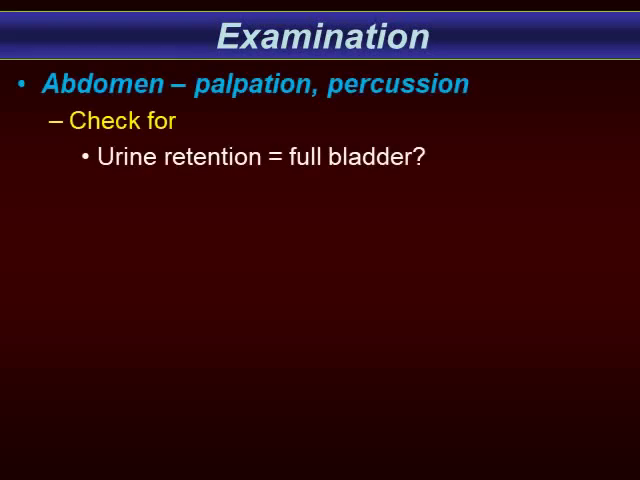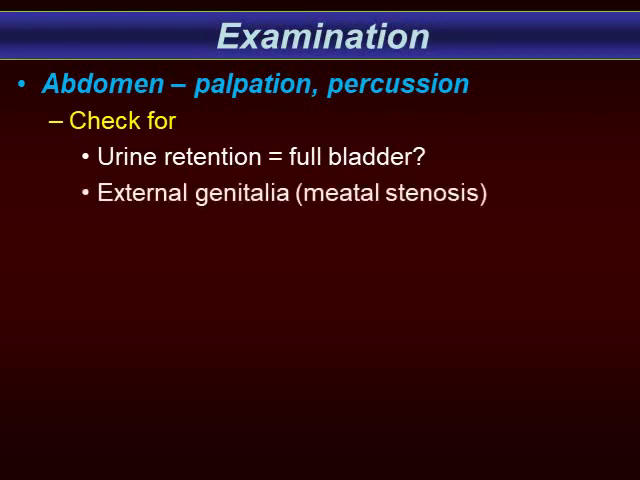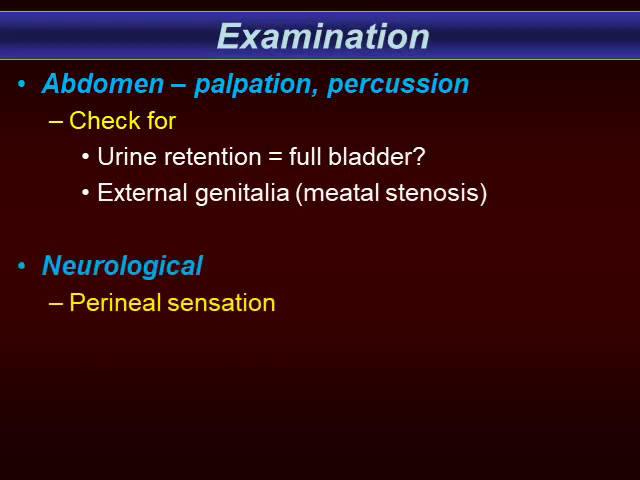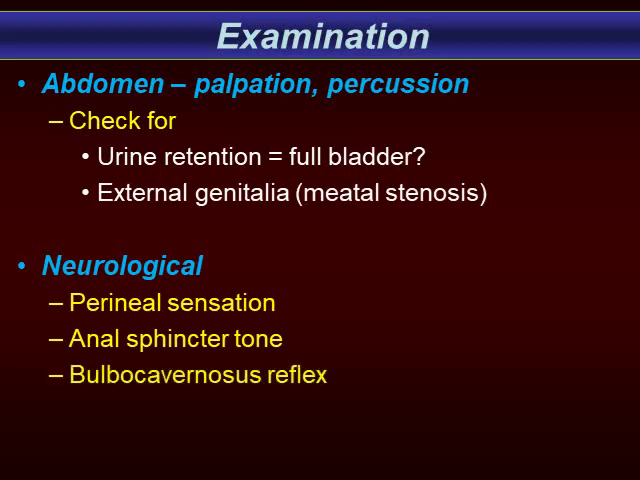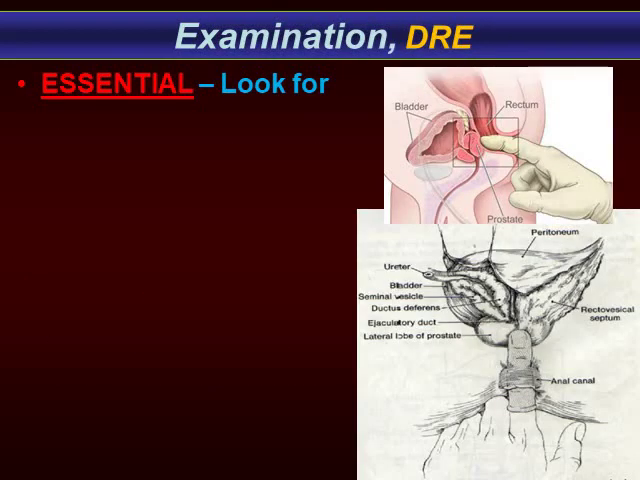After taking history, we do examination. You have to do careful abdominal examination and to check whether there is urine retention or not, or presence of signs of urinary tract infection. You have also to do a thorough neurological examination, because a lot of neurological conditions may simulate BPH. Neurological examination in the form of perineal sensation, examination of the anal sphincter tone, and the bulbocavernosus reflex.